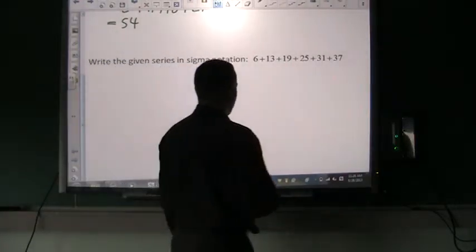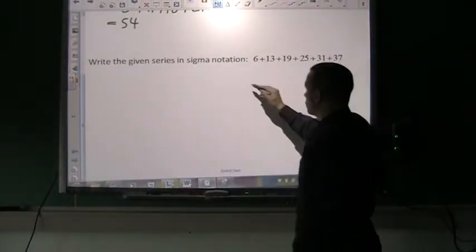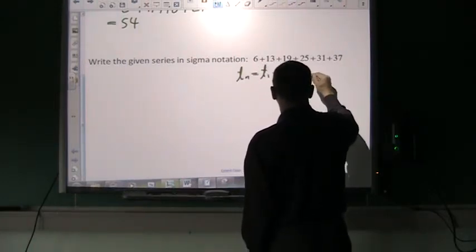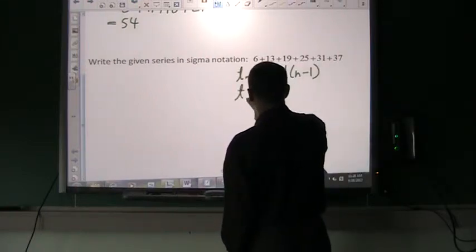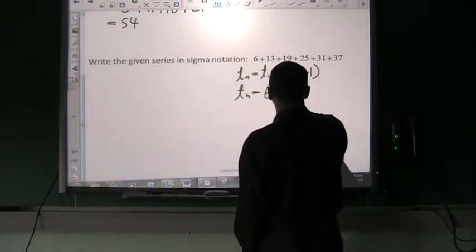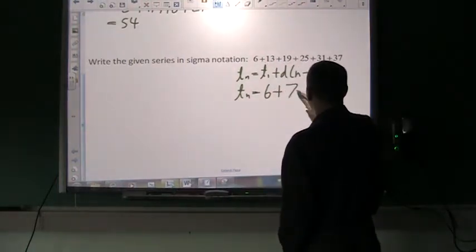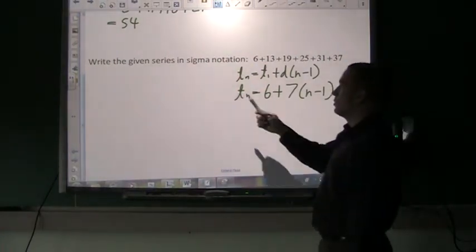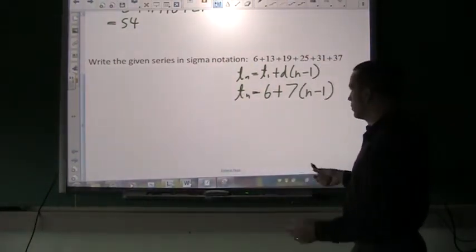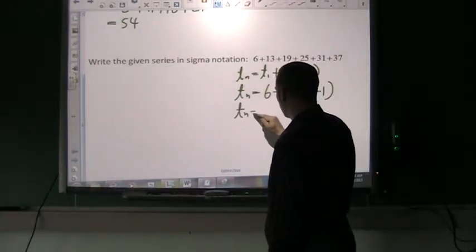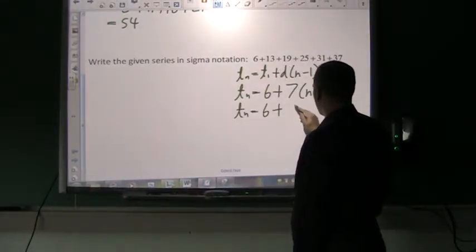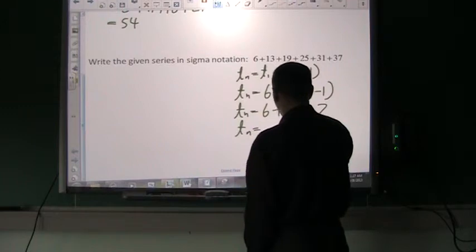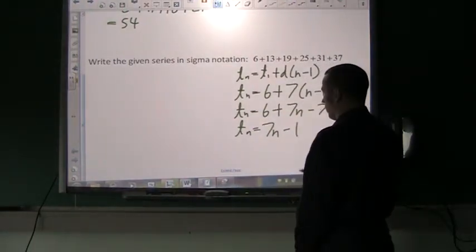All right. So this one says write the series in sigma notation. So in order to do that, I need to know the general formula. So my general formula, Tn equals T1 plus d times n minus 1. So then I get Tn, in this case T1 is 6, plus my common difference, you'll notice, is 7, times n minus 1. Now normally we leave it like that, except for when we're going to do sigma notation, we like to reduce it down. And so I get Tn is equal to 6 plus 7 times n, so 7n, minus 7. So you get Tn is equal to 7n minus 1.